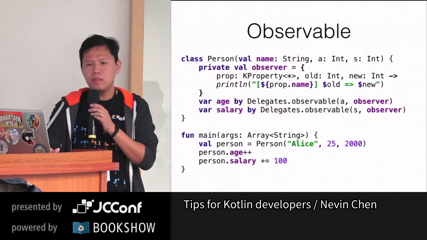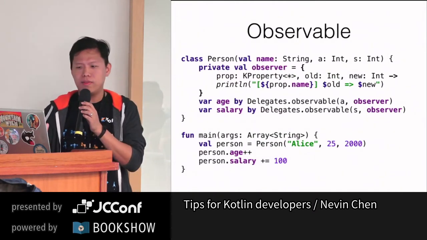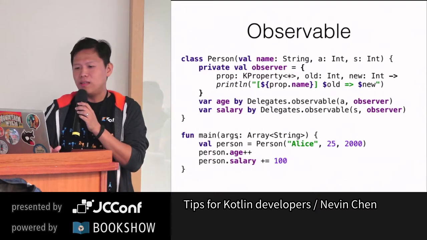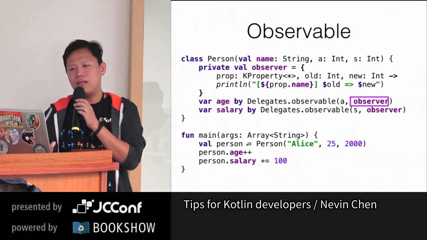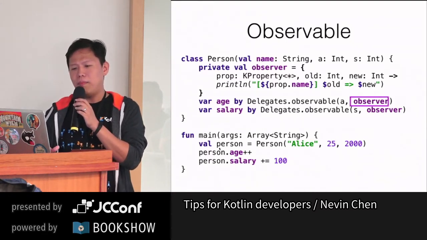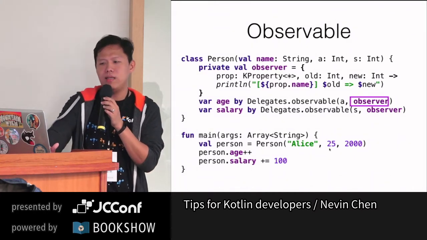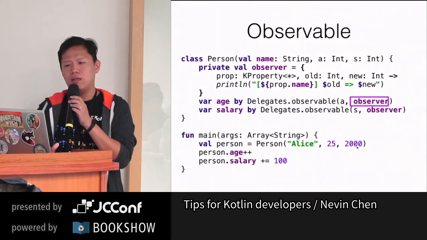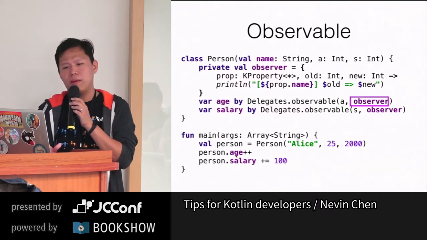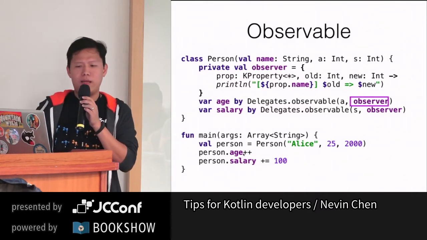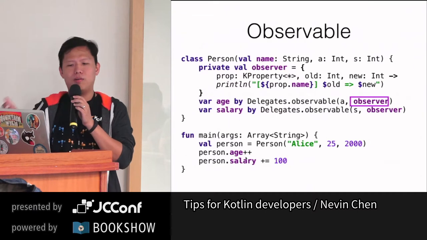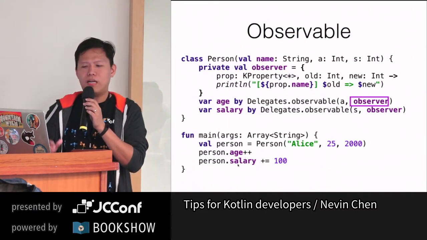And observable delegation. This is another thing that I think is very cool. Let's start from the client side call. We have a main function. You create a person object and give it a name, age and salary. And now you want to do the plus plus. After 1 year, her age gets older and her salary increases.